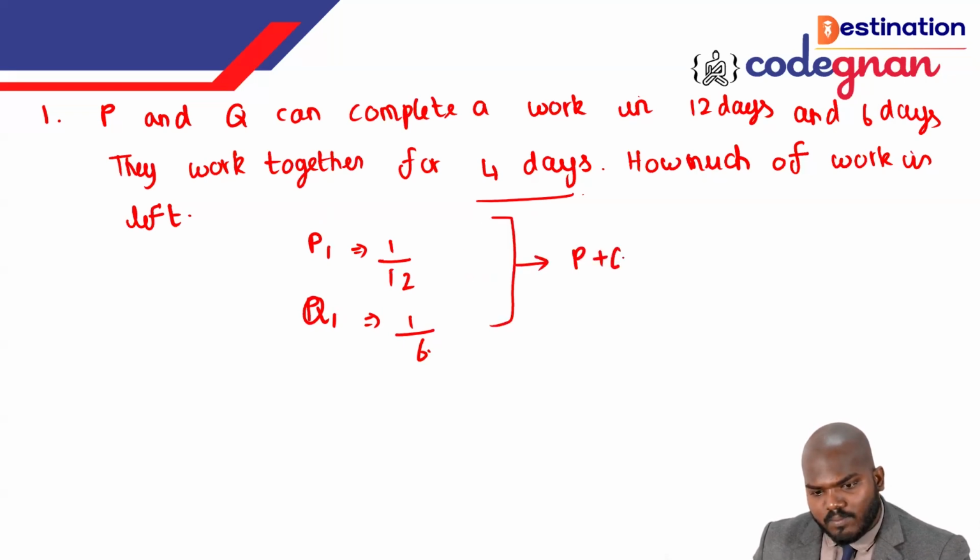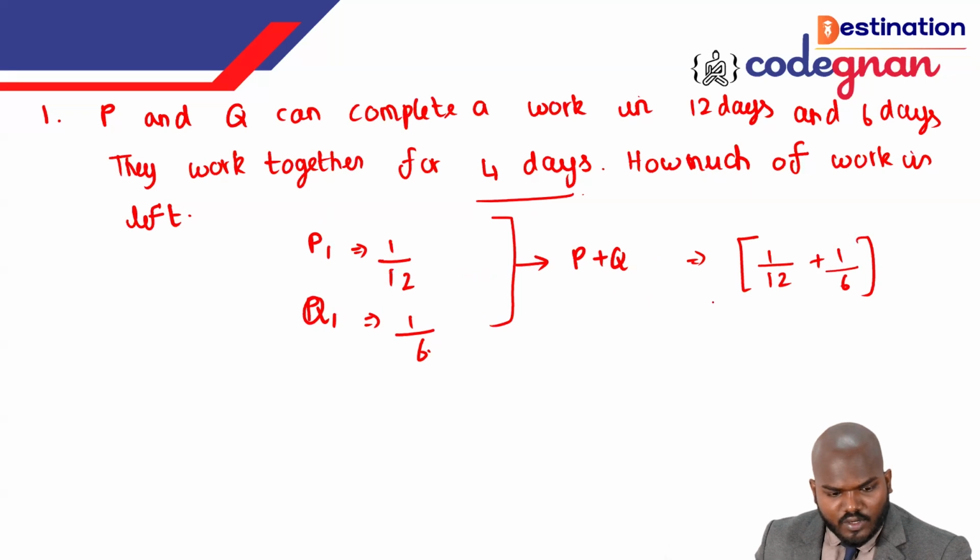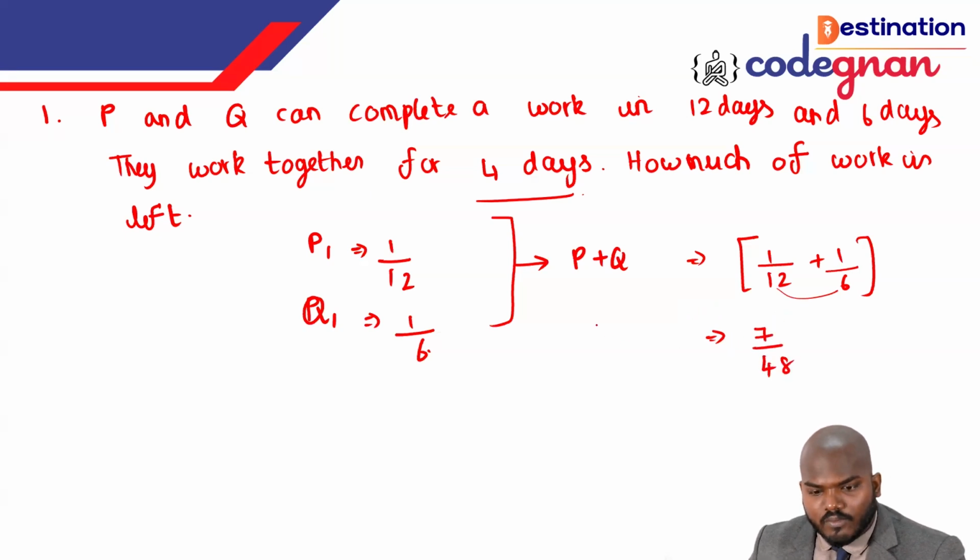So P plus Q, they are working for 4 days here. If you combine this, that will give you 6. If you take the LCM, you will get the value 48. If you sum that, that will give you 7 times 48. This is the 1 day value.